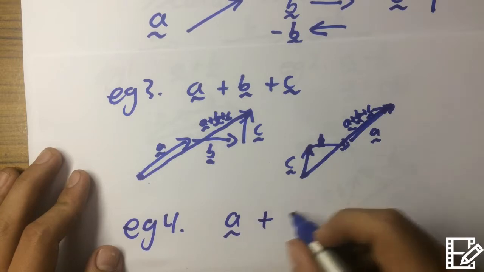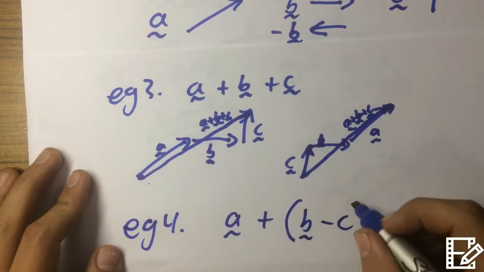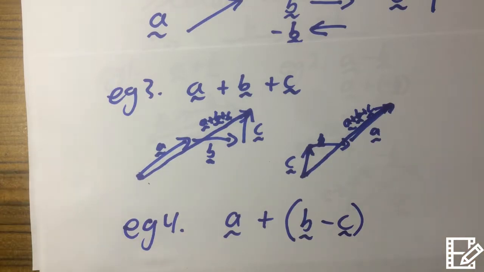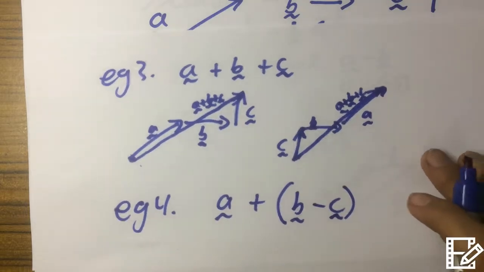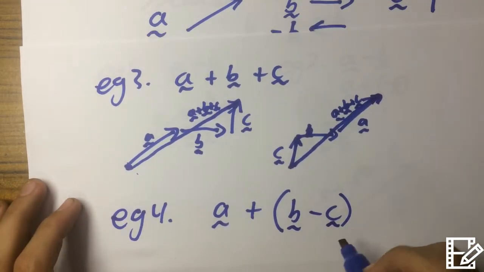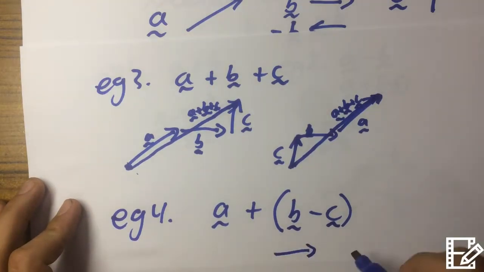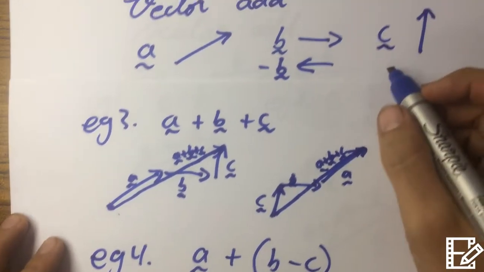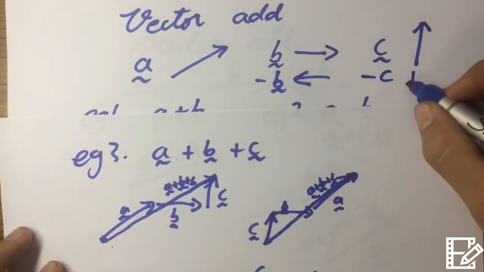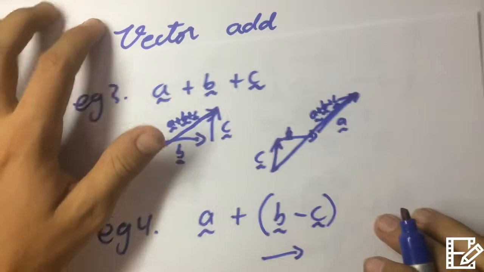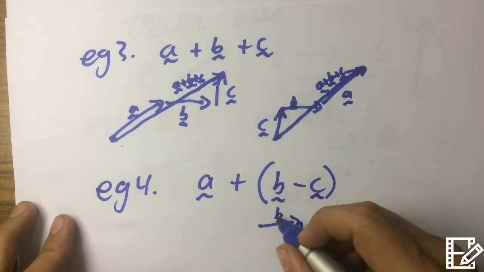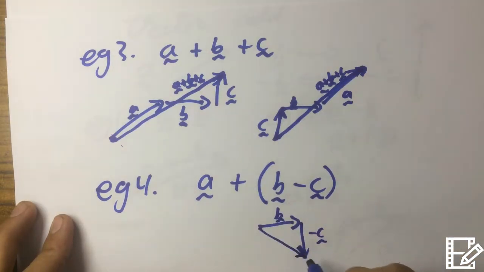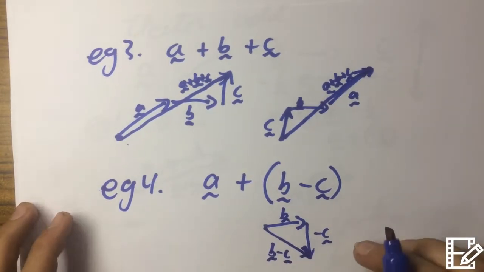A plus, and in brackets, B minus C. Okay, that means we want it in a specific setup. So first, we focus on B minus C. So this is B, and C is this. Negative C would be going like that. So therefore, we add negative C. This is B, and this is negative C. Therefore, this distance from the start to the end is B minus C, or B plus negative C.